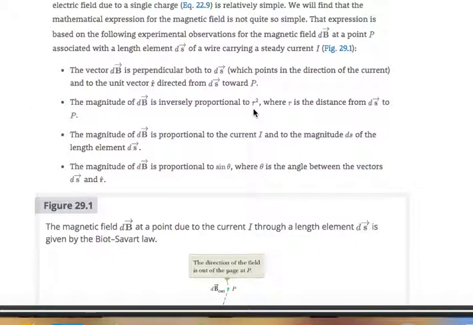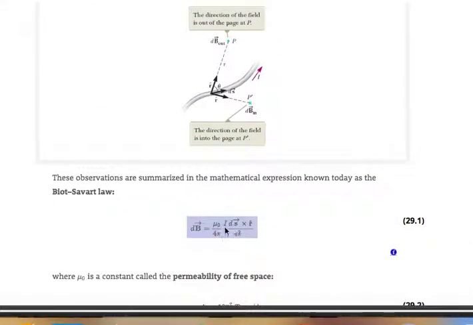It's inversely proportional to r squared, so again, it's got that 1 over r squared relationship. It's proportional to the current, and it's proportional to the angle between them because it has to be perpendicular. So again, over the r squared relationship, and we've got a constant times I ds cross r.